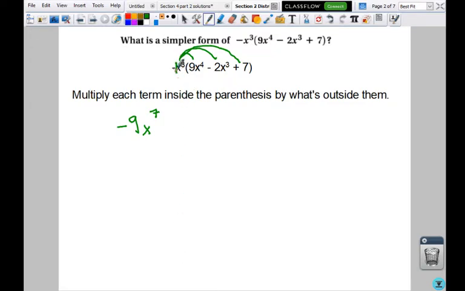So we're going to keep going through. We're going to do negative x to the third times negative 2x to the third. Negative 1 times negative 2 is a positive 2. x to the third times x to the third is x to the sixth. And then negative 1x to the third times 7 is negative 7. And then there's no other variables, so I just write it down. Negative 7x to the third.